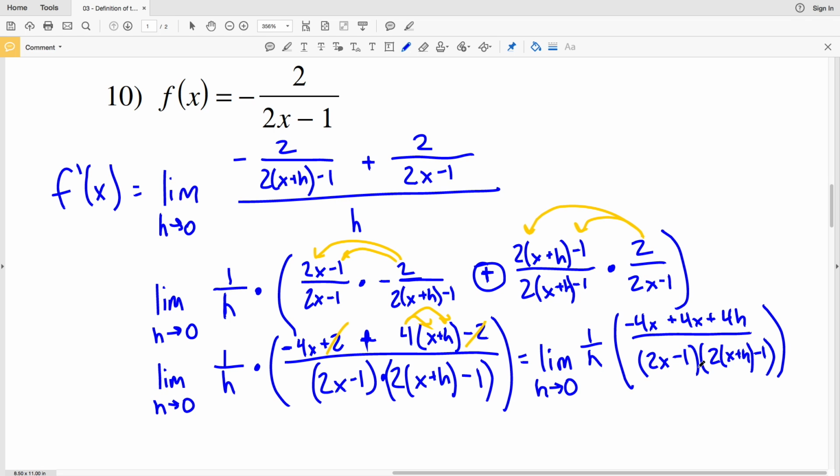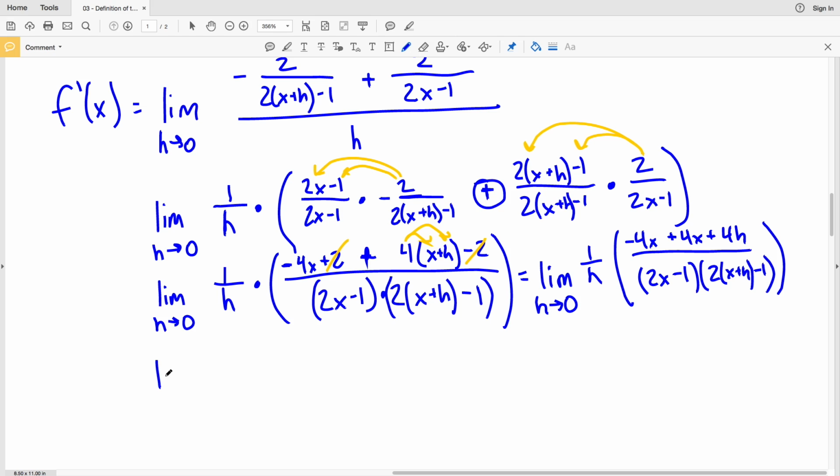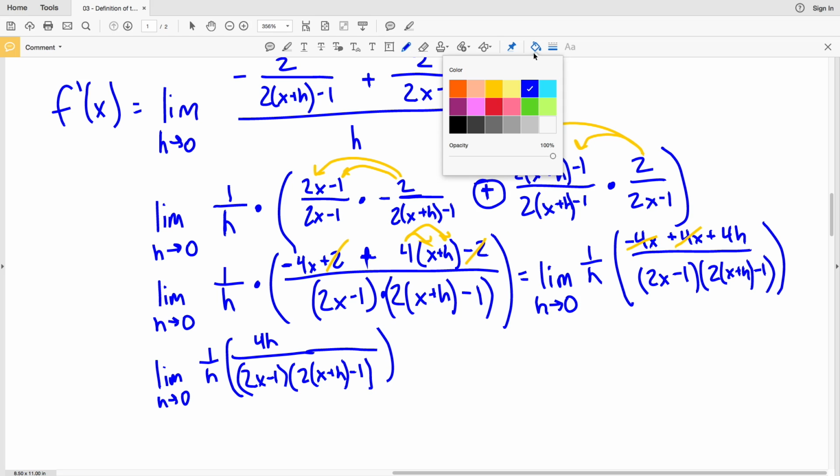Now I can simplify my numerator even further. So I'll have the limit as h approaches 0 of 1 over h times negative 4x cancels out with 4x. So that's just going to be 4h over 2x minus 1 times 2 times x plus h minus 1. And now you can see that I can finally cancel out my h from that denominator. And then that limit will now allow me to plug 0 in for h.